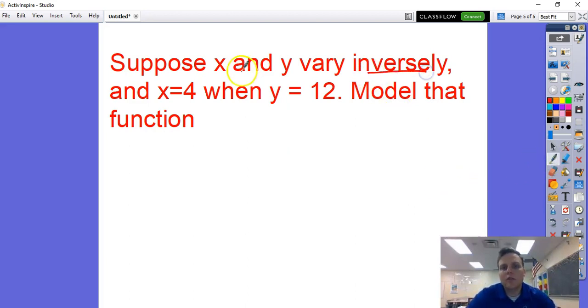Inverse variation, x and y. Let's just think x and y varied inversely. What would that look like? y equals k over x. Hopefully you already had that formula down. Hopefully you were jumping and saying, oh yeah, that makes sense.